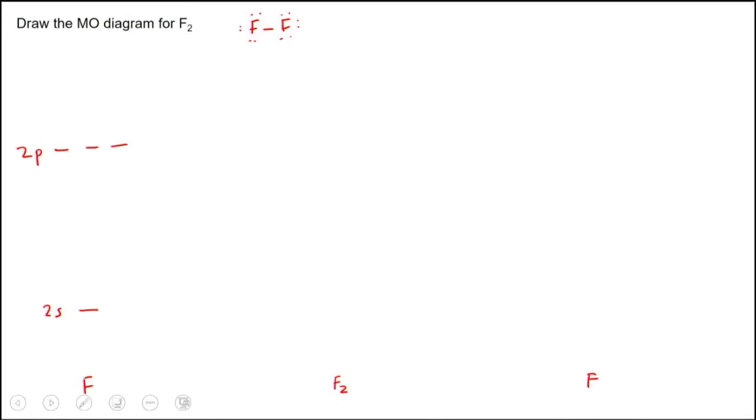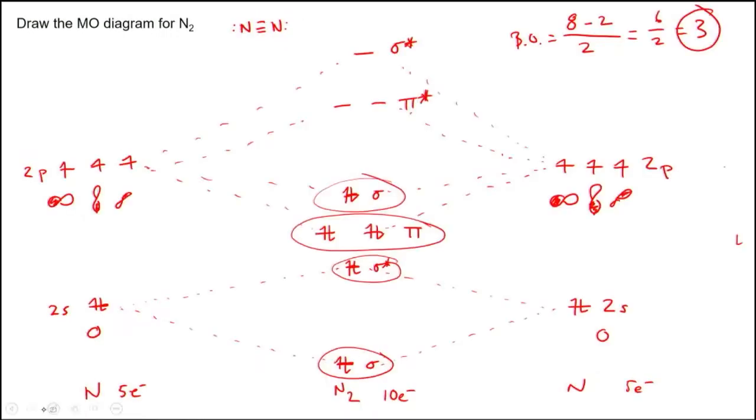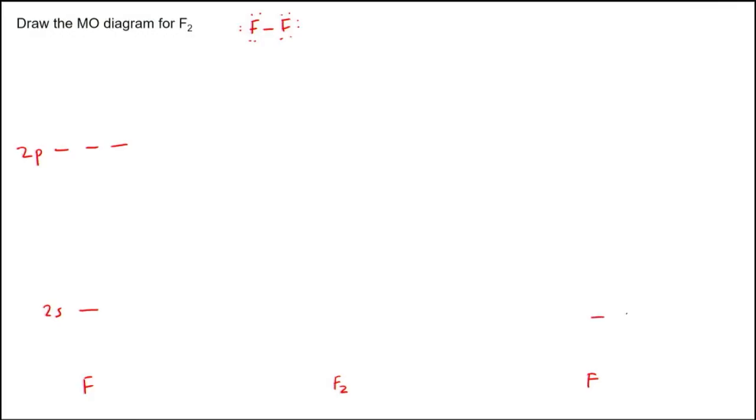The thing to make note of is that because both of them are fluorines, they're going to have the exact same energies, so they should match up exactly in height where you put them. So 2s, 2p. We have that right there. The next step is to fill in those atomic orbitals with electrons. Fluorine has 7 valence electrons, so we start filling those in. So we have atomic orbital diagrams that look like that for both of those atoms.